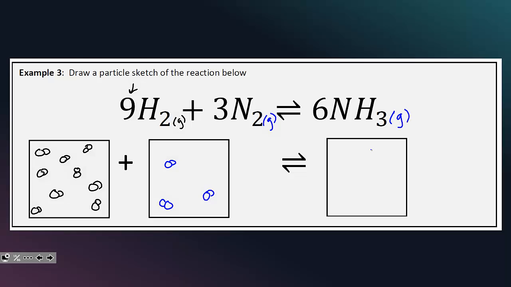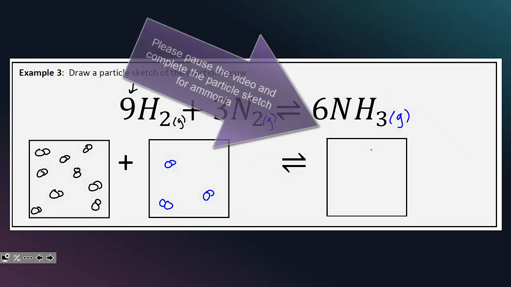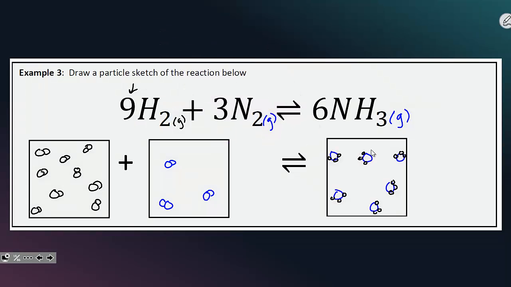Ammonia is a gas, so why don't you pause the video and see if you can complete a particle sketch for what the 6 ammonias might look like. Hopefully you have 6 nitrogen atoms with 3 hydrogens attached to each of them, showing your 6 ammonias. If you are really on top of things, you might remember that ammonia is a trigonal pyramid, so you showed your 3 hydrogens on one side.